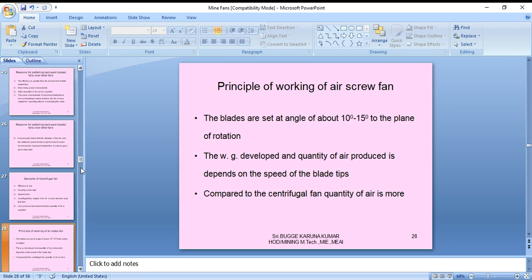That is important. The water gauge developed and the quantity of air produced depend on the speed of the blade tips. Compared to the centrifugal fan, the quantity of air is more. So these are the points as far as the air screw fan is concerned.